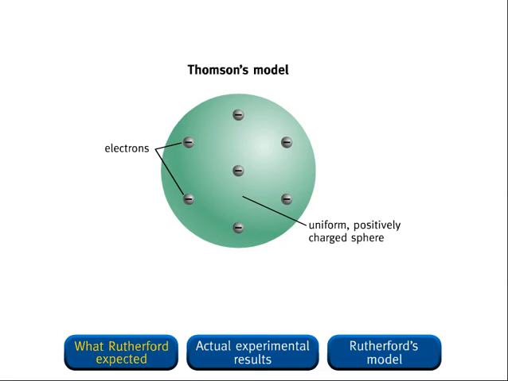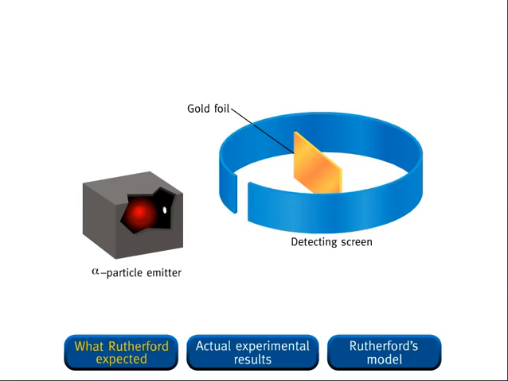In 1910, Ernest Rutherford, Hans Geiger, and Ernest Marsden carried out experiments in which very thin foils of metal were used as targets for alpha particles emitted from a radioactive source. Based on Thomson's model, Rutherford expected that the positively charged alpha particles should pass through the uniform sphere of positively charged matter with little or no deflection. Click on Actual Experimental Results to see what actually happens.